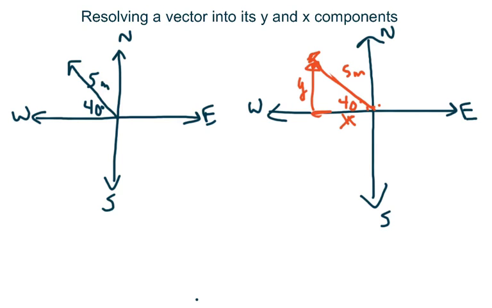What you're going to need is your calculator, because I'm going to go kind of quickly on this and just give you the answers. Make sure your calculator is in degree mode, not radians.